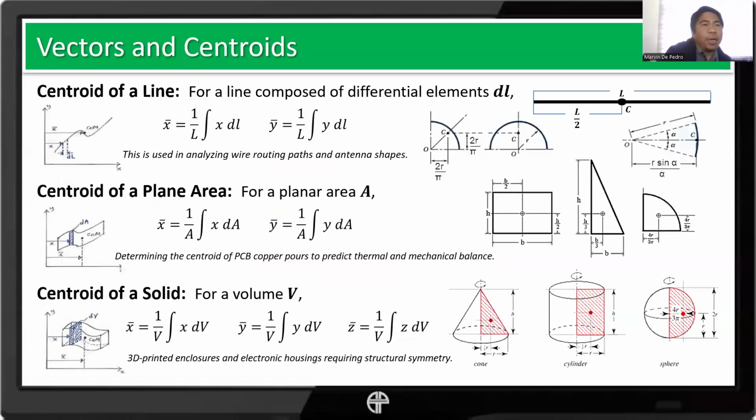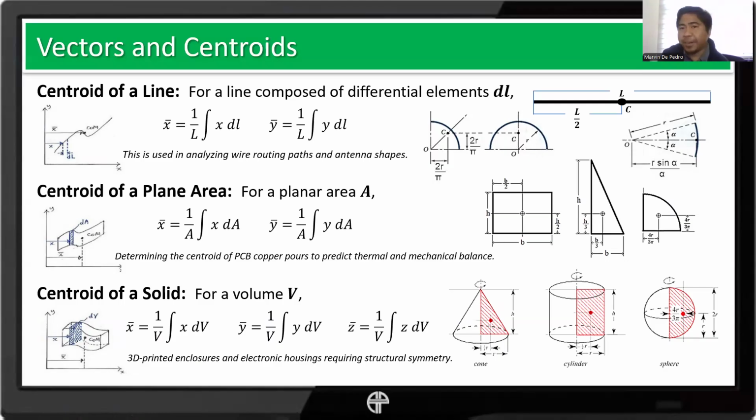For lines, it is way easier to find the centroid, especially if it's a straight line. For a straight line, you just locate the midpoint. For example, a line with a length of 10 will have its centroid at the middle. So 10 would mean 5. If this is 10, then 5 is the middle. That's the location of your centroid.